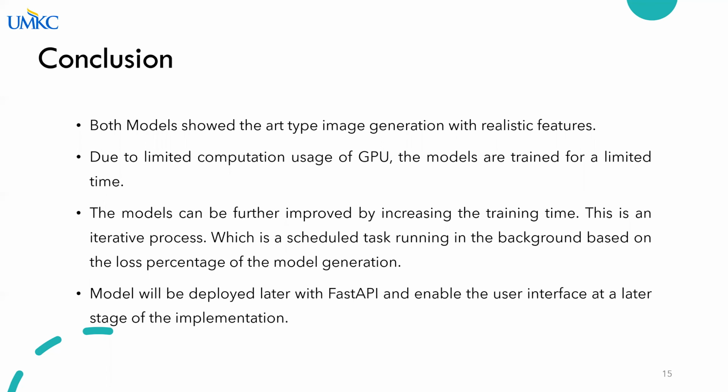Coming to the conclusion, both models showed the archetype of the image generation with realistic features. Due to limited computational usage of GPU, the models are trained for limited time. The models can be further improved by increasing the training period, which is a scheduled task running in the background, where we are gathering the loss percentages on the model generated. These models will later be deployed with FastAPI and an enabled user interface at a later stage of the implementation, where users can select from the UI what type of image they need, what size they want, and how many iterations to run. Due to limited GPU usage, the model has not yet been deployed. We are still working on the UI implementation part.